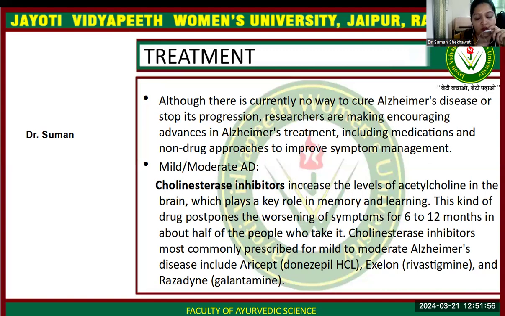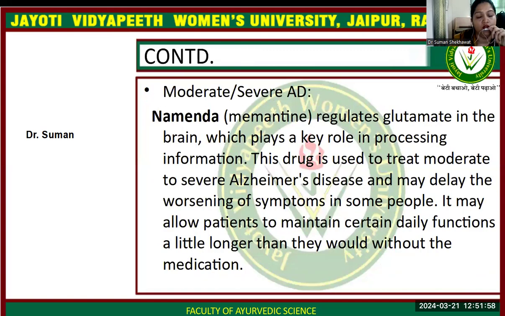These are cholinesterase inhibitors. In moderate to severe Alzheimer's disease, memantine regulates glutamate in the brain, which plays a key role in processing information. This drug is used to treat moderate to severe Alzheimer's disease and may slow the worsening of symptoms in some people. It may allow patients to maintain certain daily functions a little longer than they would without the medication.